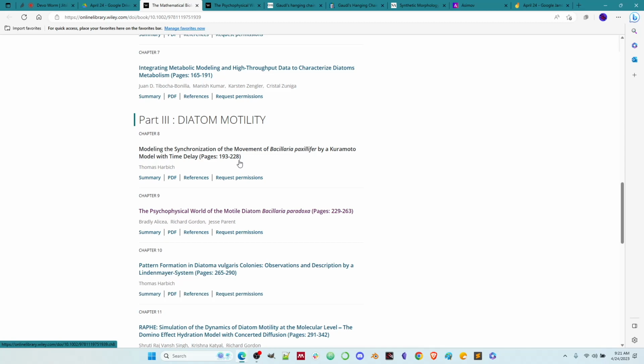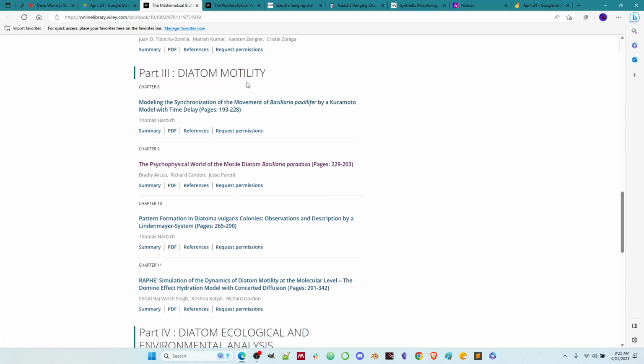So he gets into the specifics of some of the movement models. The Kuramoto model is a dynamical systems model. It deals with excitable oscillators. It's the original way it was used in neuroscience to model neurons and neuronal networks, where you have a bunch of neurons coupled. And so he's using that in this case.